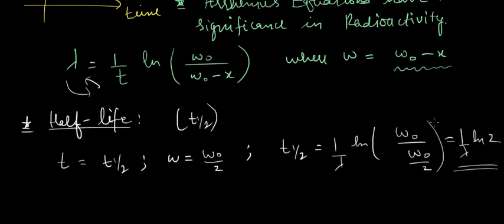Okay, so this can be written as 0.693 upon lambda. This would be the half-life.